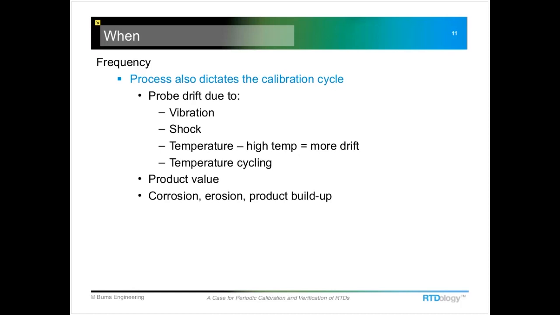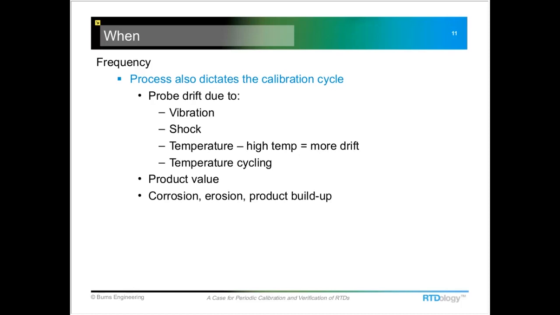Have some other processes where actually erosion of the temperature probe or thermal well can be an issue. And in those cases, they're not only just testing the temperature probe, but they're also looking at the thermal well, or if it's a direct immersion probe, to make sure that the sheathing hasn't eroded and started to expose the temperature probe. Same holds for corrosion.